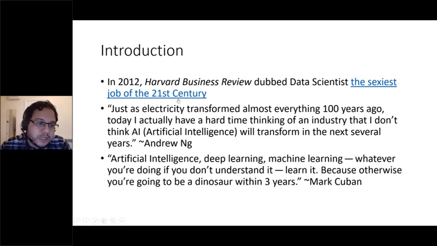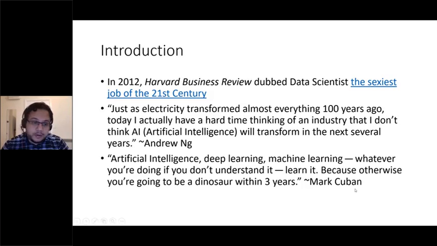To start with some motivations, in 2012, Harvard Business Review dubbed data science the sexiest job of the 21st century. Some words about machine learning, this is from Andrew Ng. This is one of the famous gurus of machine learning in the world. Just as electricity transformed almost everything 100 years ago, today I actually have a hard time thinking of an industry that I don't think AI will transform in the next several years.